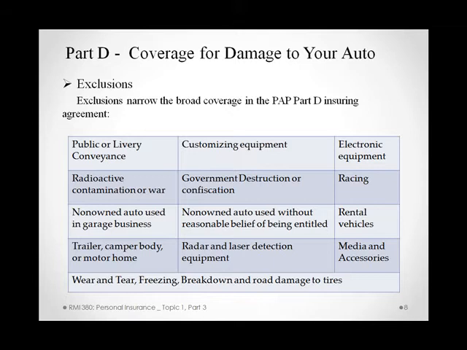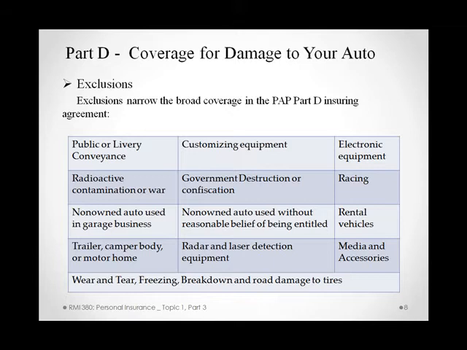Customizing equipment. If the equipment does not come with the vehicle, it will not be covered. For example, the cab of a pickup truck would be covered if it comes as a part of the vehicle. However, a minibar that you installed would not be covered. Government destruction and confiscation. Any government-related action is pretty much not covered anywhere. Radar and laser detection equipment are not covered because these devices promote unsafe driving, so the loss of this equipment is not covered.